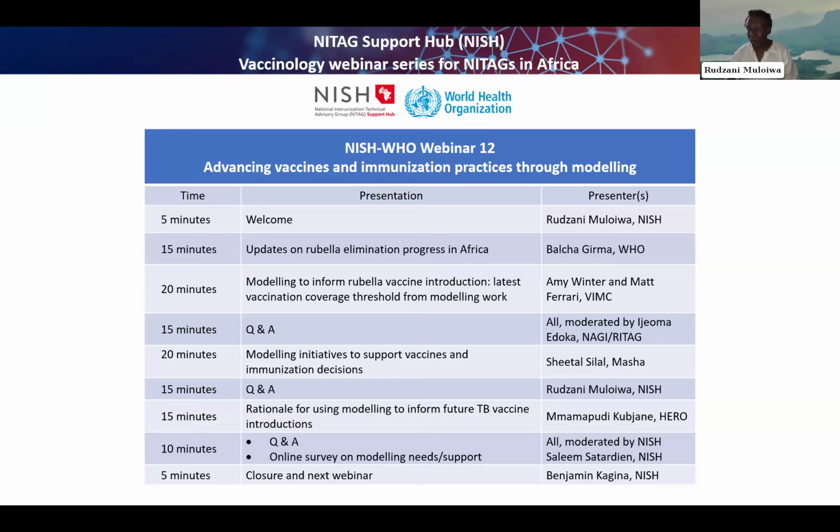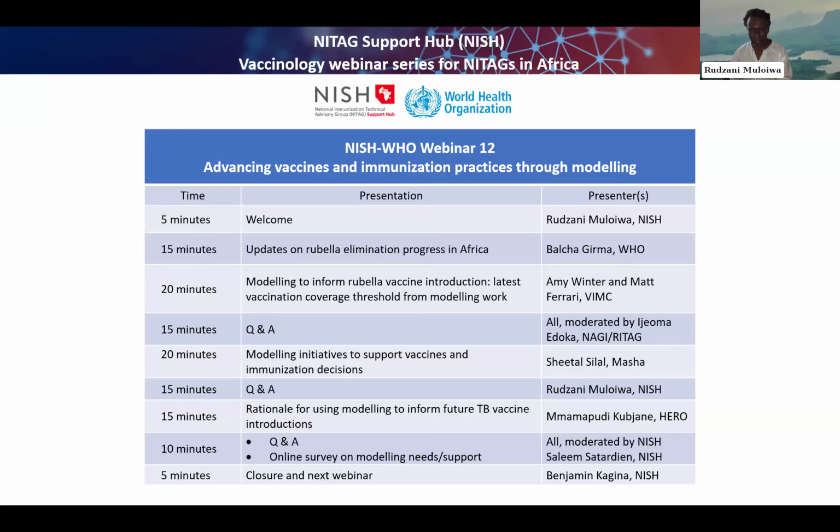And as before, our main reason for doing this is to share with NITAGs and other stakeholders within the immunization space the utility of modeling to support vaccine decision-making in Africa. We're going to discuss how modeling has aided, specifically in this context, rubella vaccination, and also to orient on the rationale for modeling new TB vaccines introduction and highlight the ongoing modeling initiative to support vaccines and immunization decisions.